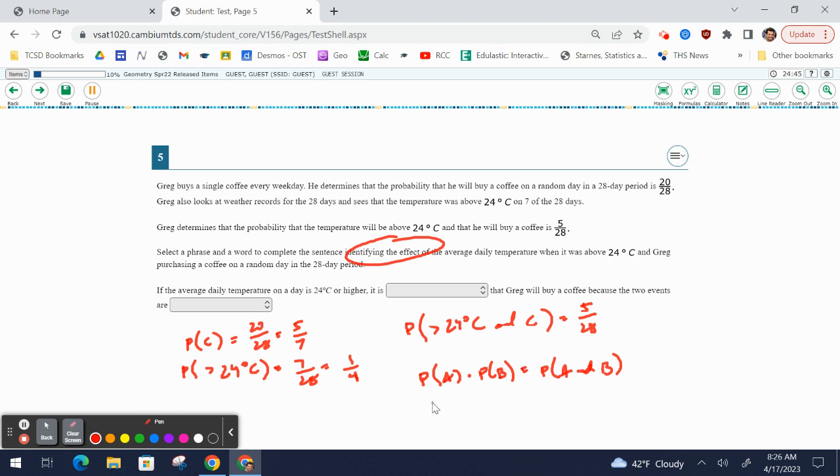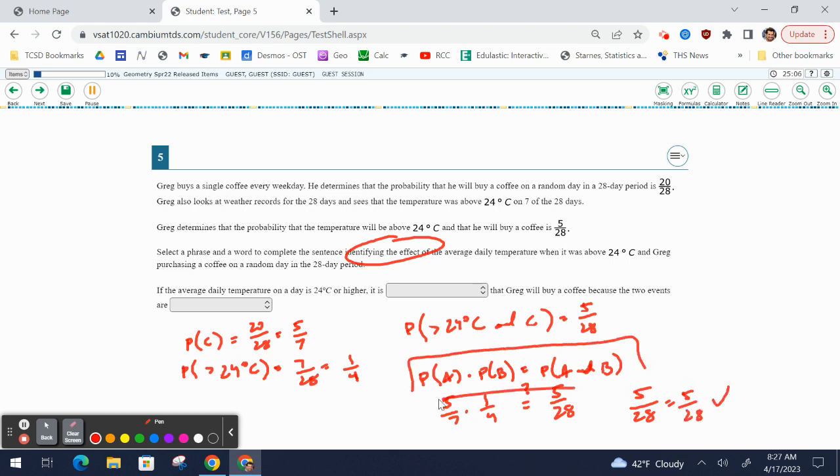So let's see. Let event A be getting coffee. So 5/7 times 1/4. Does that come out to be 5 over 28? Well, 5 times 1 is 5, 4 times 7 is 28. That equals 5 over 28. This checks out, which means this equation does work, and these two events are independent, which should mean there is no effect of the temperature on whether he gets coffee or not.